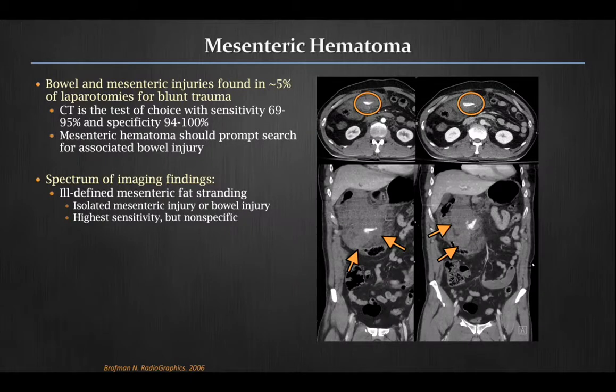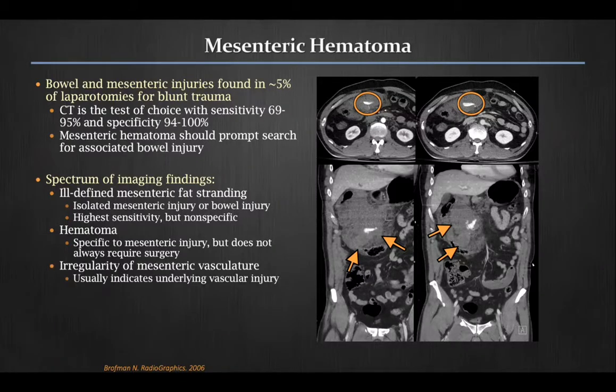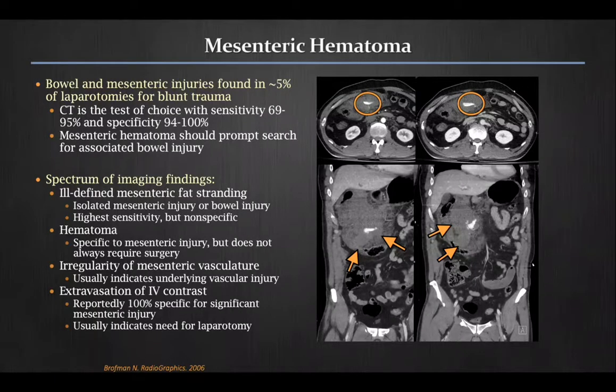The spectrum is from non-specific to specific, non-specific being ill-defined mesenteric fat stranding, which indicates that there is a mesenteric injury, but it's not specific for a bowel injury or active bleeding. Next, kind of bumping up a little bit more specific, is a hematoma. This obviously tells you there's a mesenteric injury, but not necessarily that there's either a bowel injury or that it needs to go to surgery. If you start to see irregularity of the mesenteric vasculature, now you're starting to think that there's an underlying vascular injury. And of course, extravasation of contrast is very specific for mesenteric injury and usually warrants a laparotomy or embolization.